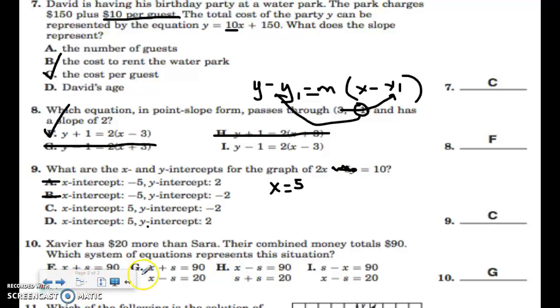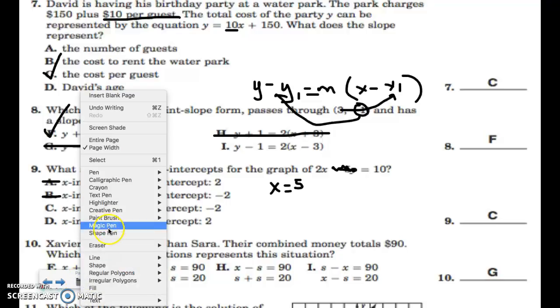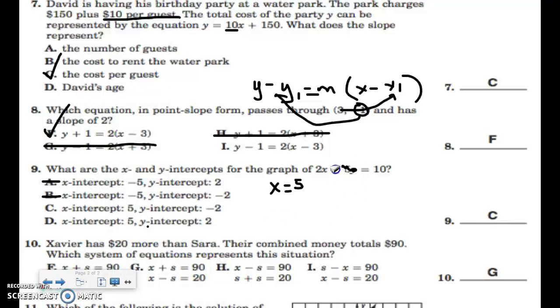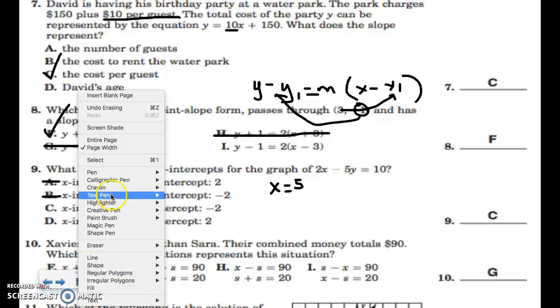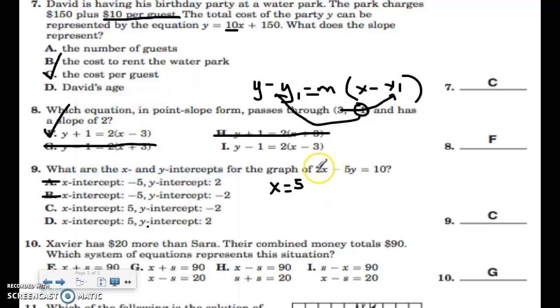Next, I would do the same thing with the y value. Substitute 0 in for x. So that goes away. Don't forget to keep the negative sign. So negative 5y equals 10. That means y equals negative 2 if I divide both sides by negative 5. So if I'm down to choosing between C and D, it's C, because the y-intercept is negative 2.